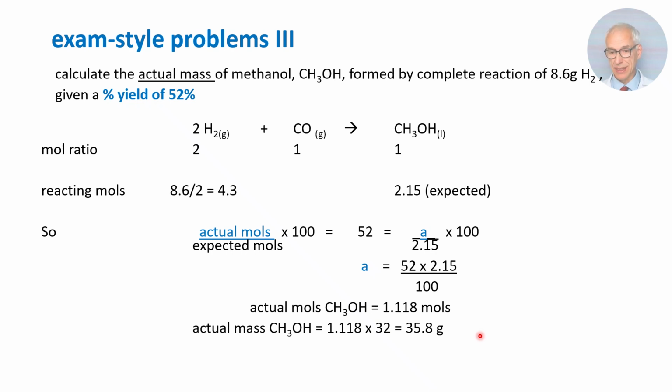So the key to this calculation is to work out the expected number of moles, but then realize that actual over expected times 100 equals the percentage yield. As long as we have two of the variables, we can solve for the third one, the actual moles in this case. So 52 is equal to actual divided by expected times 100, and we go from there.